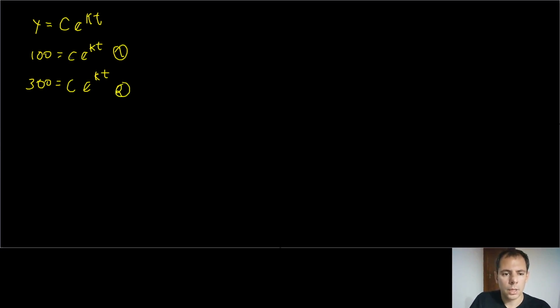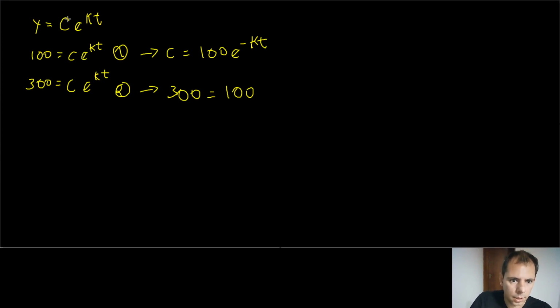So what we're going to do is find this c, okay? What is this c here? Well, it turns out that c is going to be equal to 100 times e to the minus kt, all right? And we're going to substitute this into the second equation. So that means 300 equals 100 e to the minus kt. Well, actually, hold on. In here, it's the second day. So this is going to be 2.